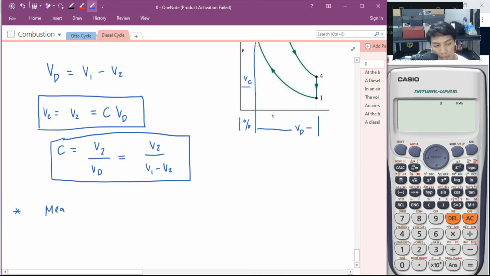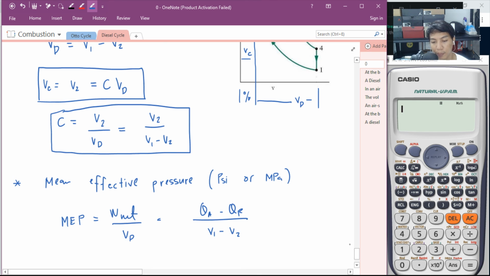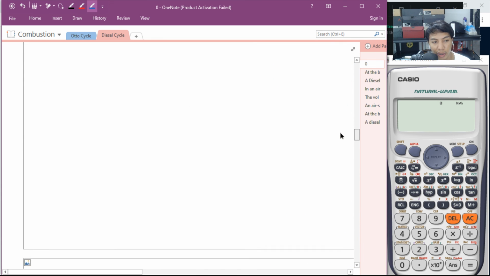How about the mean effective pressure? It is the optimal operating pressure ng ating cycle. So, MEP. Anong unit niyan? It is in PSI or in MPa. MEP is equal to work net over VD, or simply, yung work net natin QA minus QR over V1 minus V2. Tignan nga natin kung ano yung work net yan, yung MEP.